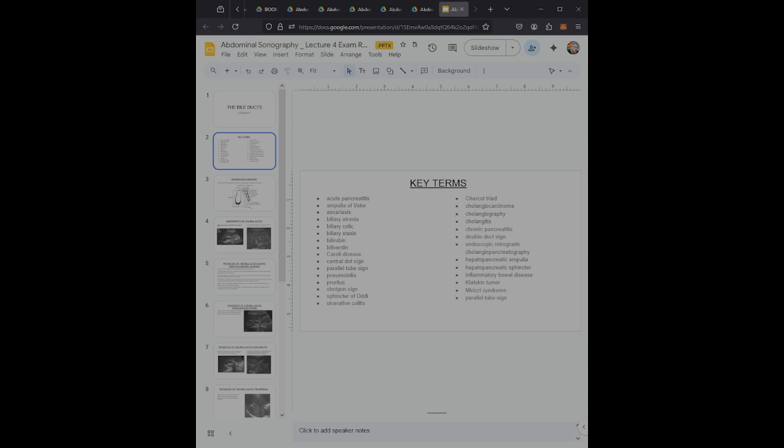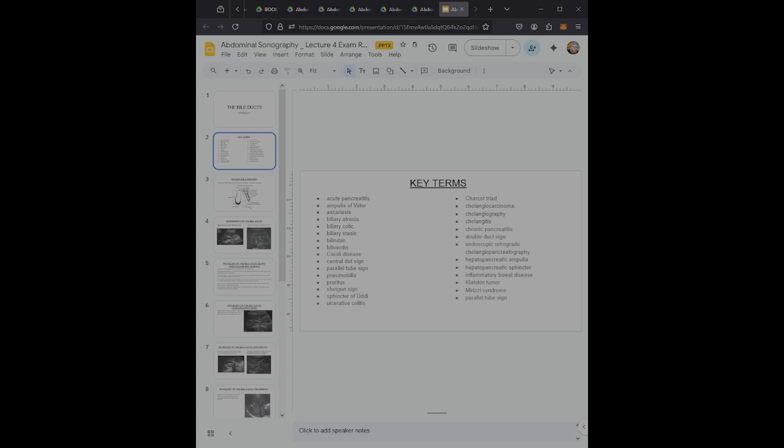Hepatopancreatic ampulla is at the level of the biliary tree where the common bile duct and the main pancreatic duct meet, and it may also be referred to as the ampulla ovata. The hepatopancreatic sphincter is a muscle that controls the emptying of bile and pancreatic juices into the duodenum. It may be referred to as the sphincter of Oddi.